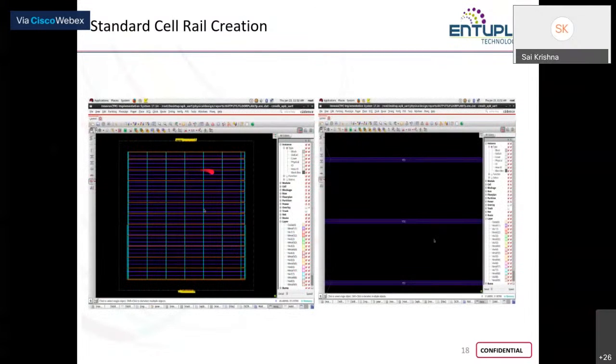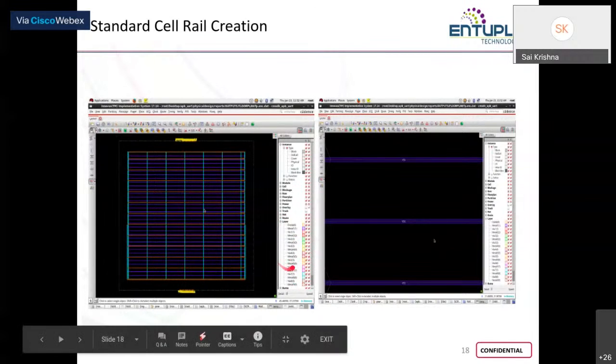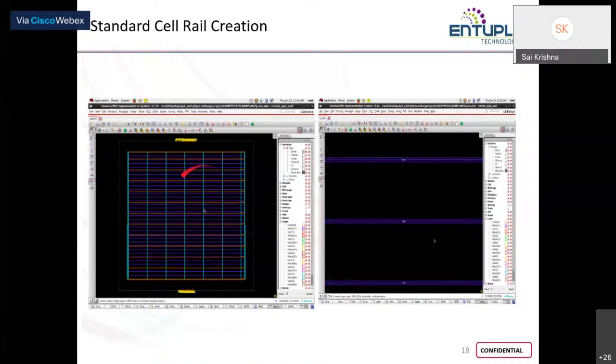So every standard cell row is replaced with a metal one track. So this dark blue line that you see is your metal one track. Okay, you can see this. You can identify it with the color and texture from the layer palette here. I will show that during the demo. So this is how your design would look at the end of your power plan.